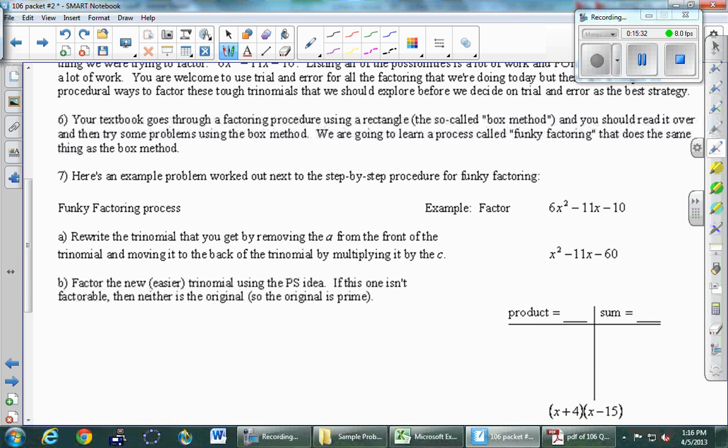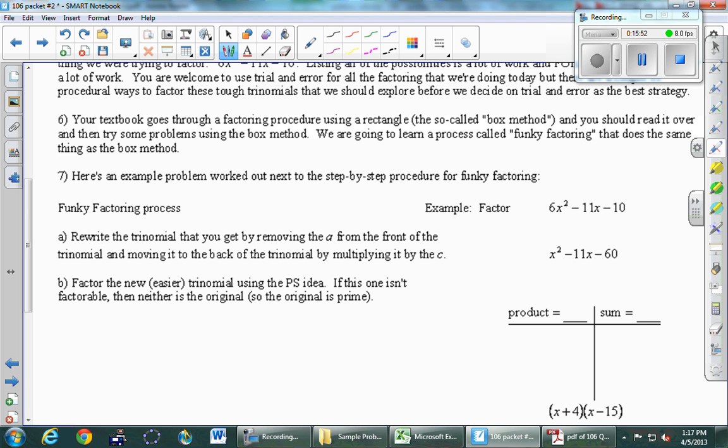Number 6 says your textbook goes through a factoring procedure that uses a rectangle. They call it the box method. You should read it over. I have nothing against the box method. I'm not going to illustrate the box method at all in this class, but read through it. And maybe on Wednesday, because we'll take a quiz on Monday, if you have questions on the box method, we can take them.